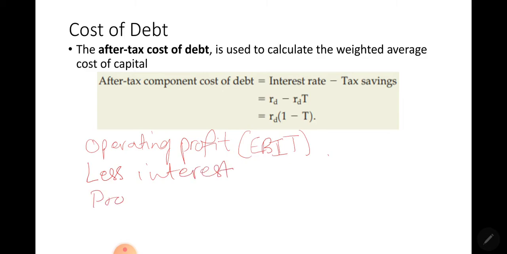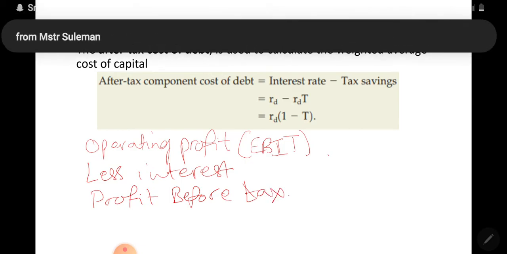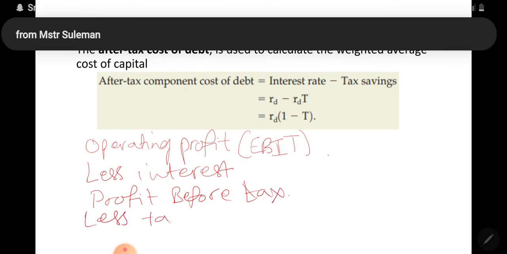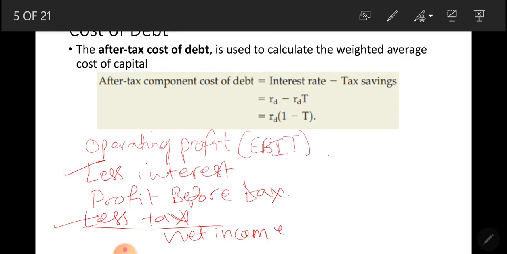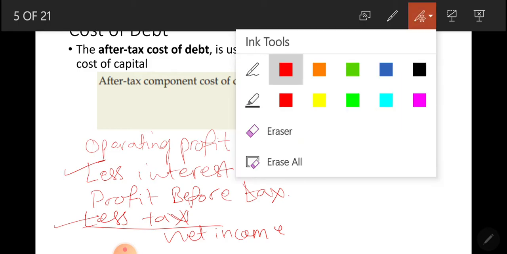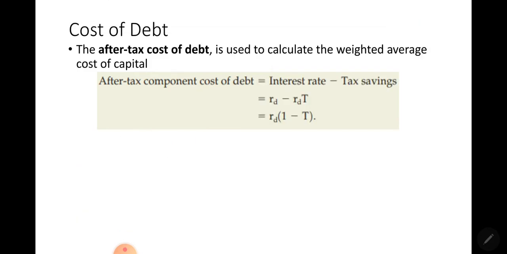So you get your profit before tax, and then tax is applied and you get your net income. So interest is subtracted first and then tax is applied. That's why interest has a tax shield in it. And if you want to calculate the true cost of debt, you will have to subtract that tax shield out of it. So let's look at an example.